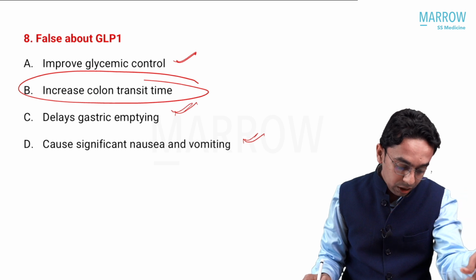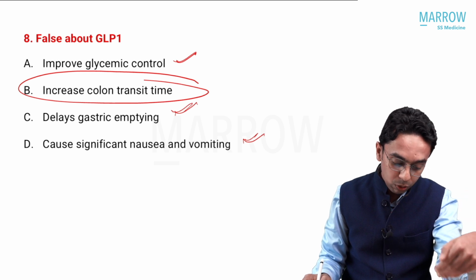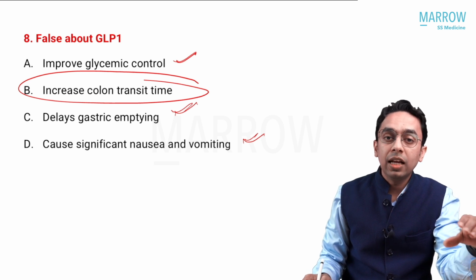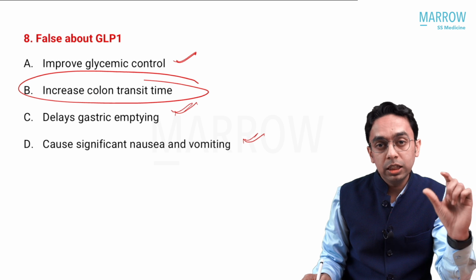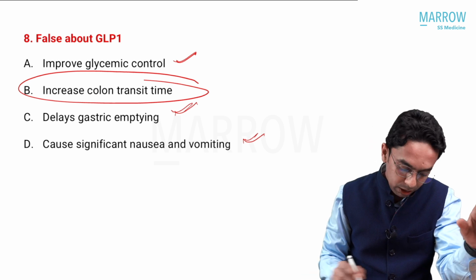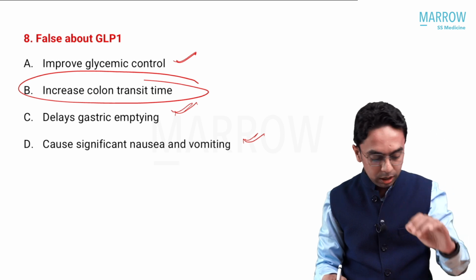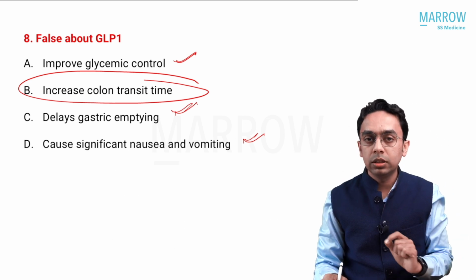But the option here is increase in colon transit time. Most of the papers don't mention the action of this GLP specifically on the colon, but the other three options are really pretty easy. So the answer here is increase in colon transit time.